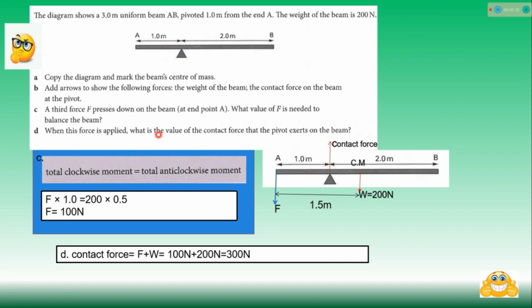When this force is applied, what is the value of the contact force that the pivot exerts on the beam? The total upward force will be equal to the total downward force, F plus W, which is 100 Newton plus 200 Newton, equal to 300 Newton.